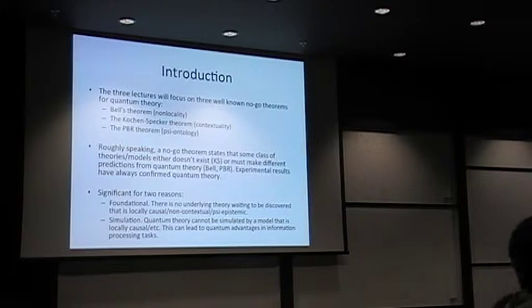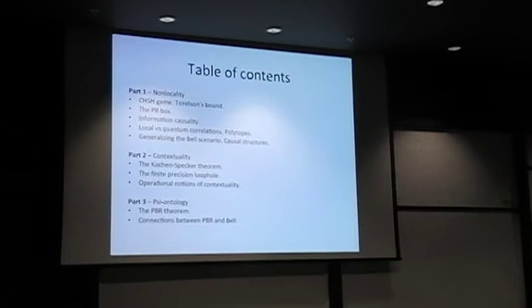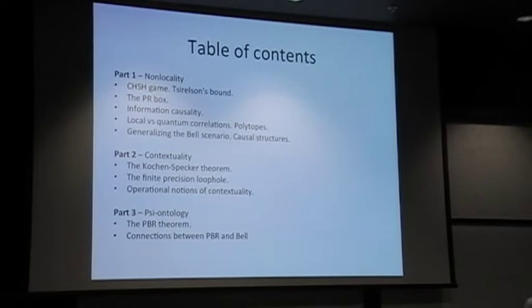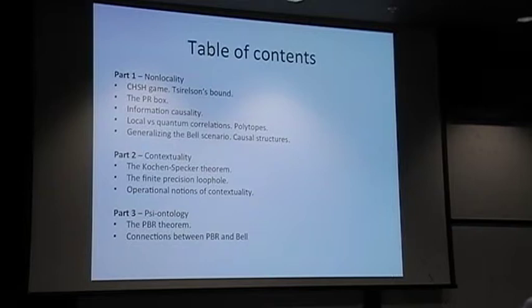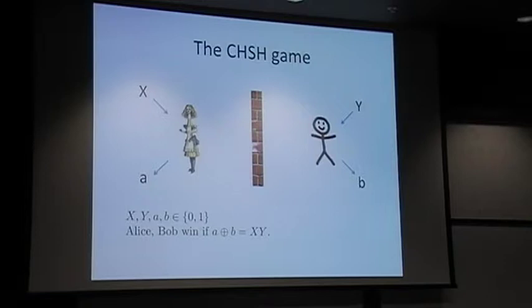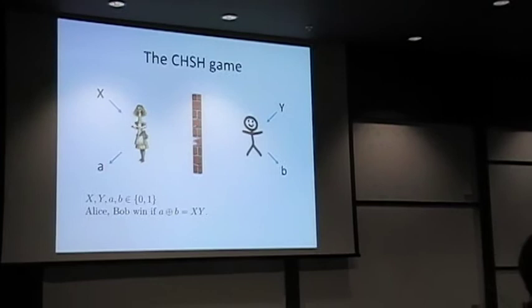Here is a summary of some things that we might cover, if there's time. Part one will be to do with non-locality, part two to do with contextuality, and part three to do with psi ontology. Okay, so non-locality. I must admit I don't quite know the background of everybody in the room, so we'll take it slow, at least to begin with.